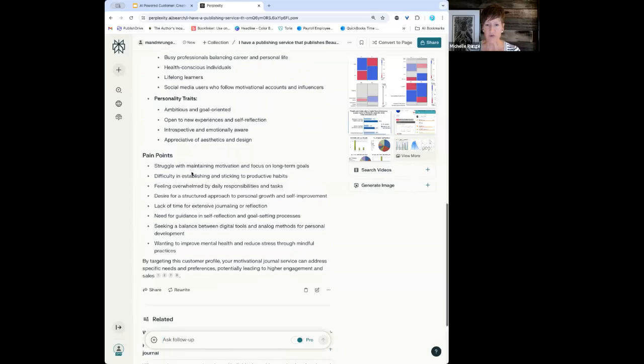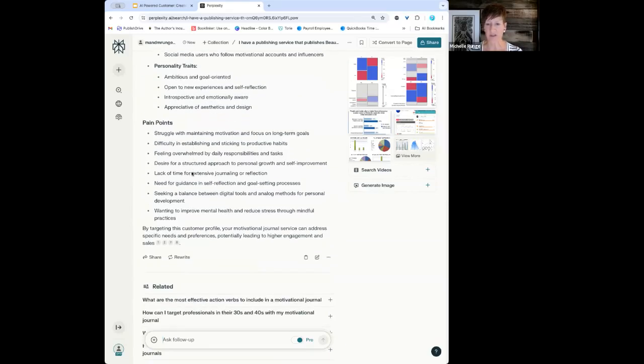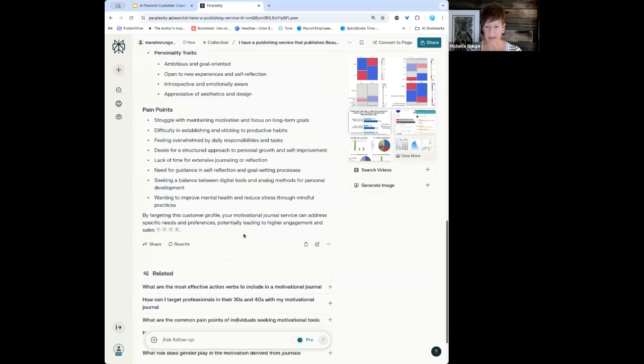So pain points, they struggle with maintaining motivation and focus on long-term goals. They have difficulty in establishing and sticking to productive habits. They feel overwhelmed by daily responsibilities and tasks. They lack the time for extensive journaling or reflection. They need guidance for self-reflection and goal-setting purposes, and they're wanting to improve mental health and reduce stress through mindful practices. Okay. So by targeting this customer profile, your motivational journal service can address specific needs, preferences, and so on.